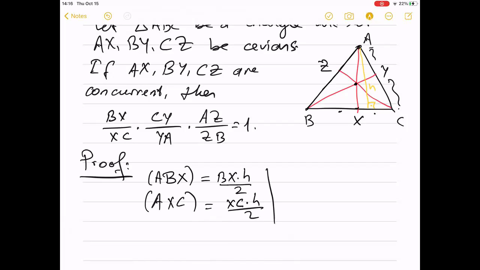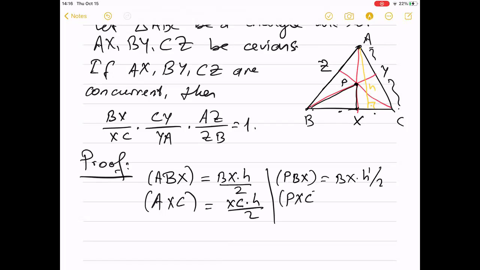And also, if you look at, what's this? P. This point is P. If you look at PBX, this triangle, it is BX times some H prime over 2. H prime is this height from the distance between P and the line segment BX, that height.